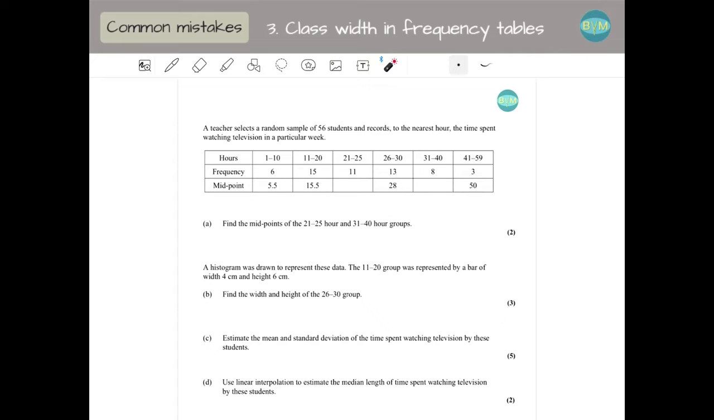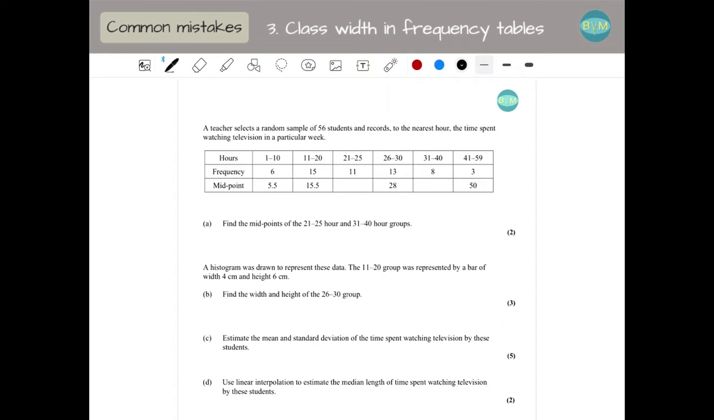Remember the midpoint: we can just add the numbers together and divide by 2. The thing that you sometimes forget in these questions, or don't realize, is that this is a continuous variable. It's rounded to the nearest hour. So between 20 and 21 we will have some hours there, like 20.1, 20.2, 20.25, something like that. And when we round to the nearest hour, those go to 20 or to 21.